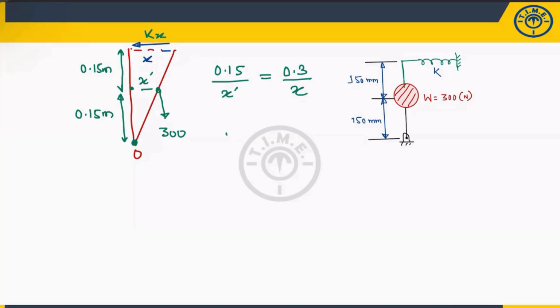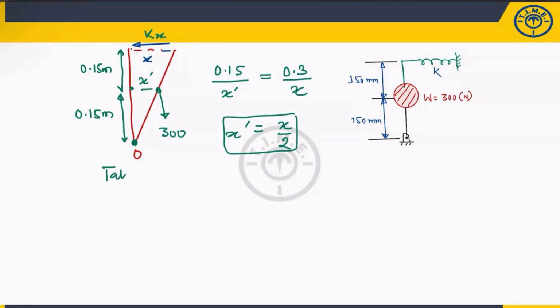So that means I will get x dash is nothing but x by 2. So that means the displacement at this center point is x dash. Once you know x dash, then the problem is solved.